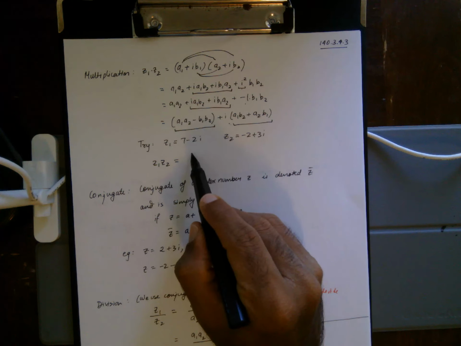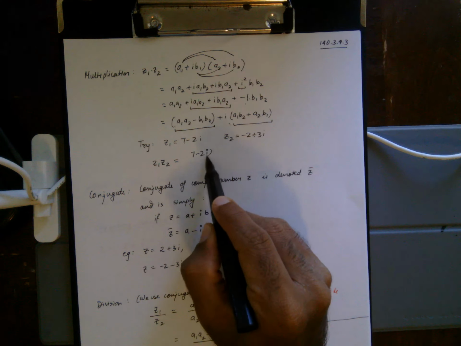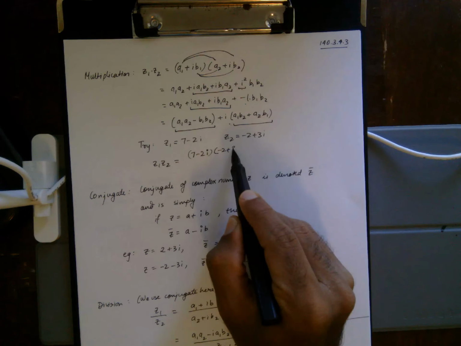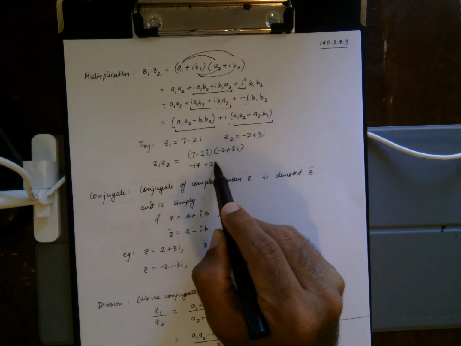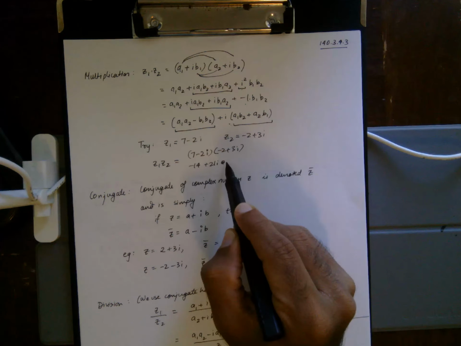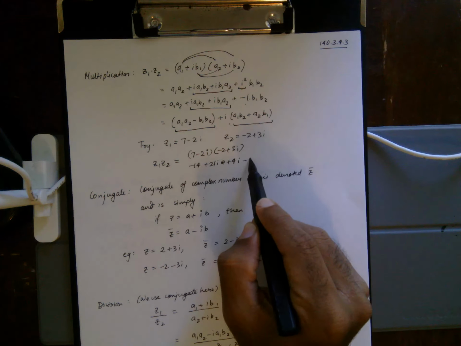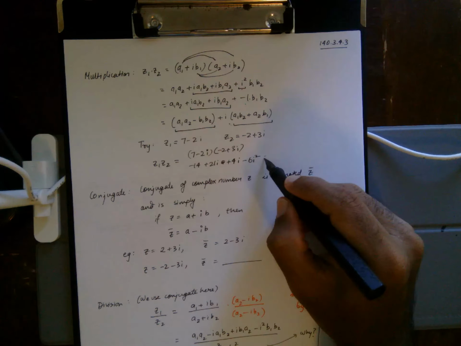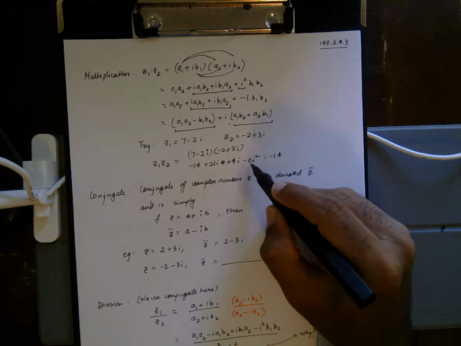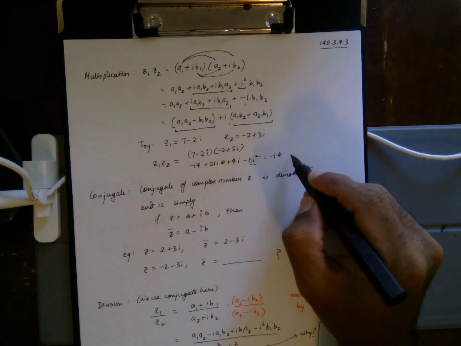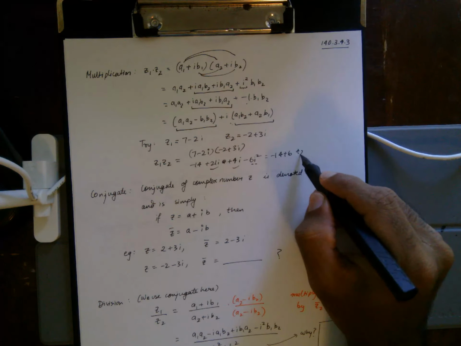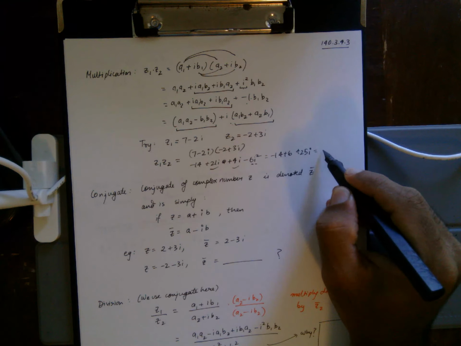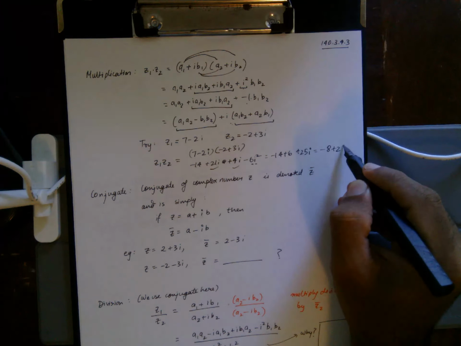So here, for example, this is going to be 7 minus 2i times negative 2 plus 3i: negative 14 plus 21i plus 4i minus 6i squared. That's negative 14. Negative 6 times negative 1 is positive 6. 21i plus 4i is 25i. So negative 8 plus 25i.